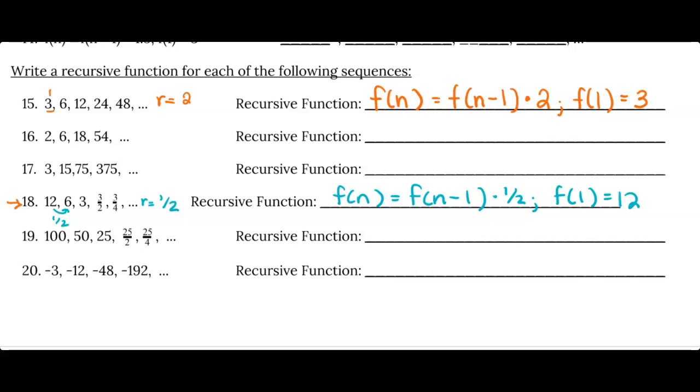You try number 16. For number 16, you should have seen that your r value was 3. So you would have a recursive function that says the next term is the previous term times 3 with a first term that is 2.